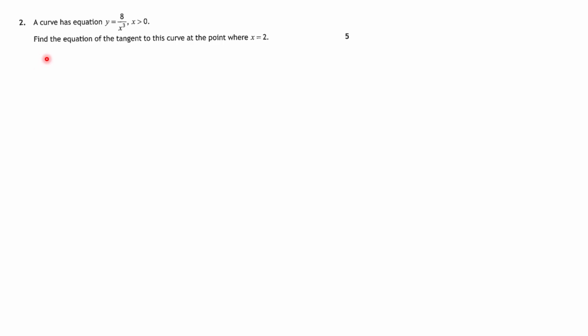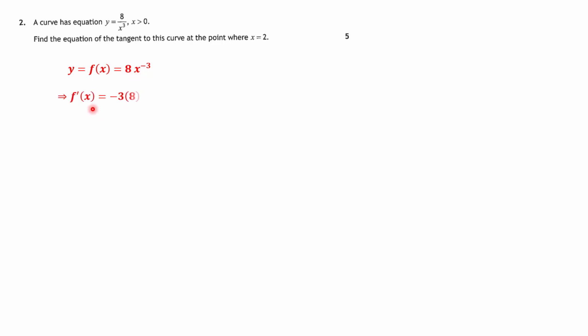Question 2. A curve has equation y equals 8 over x cubed. Find the equation of the tangent to this curve at the point where x equals 2. The first step is to say y equals f of x, and then bring this x to the power 3 up, so it becomes 8x to the power -3. We can now differentiate this.